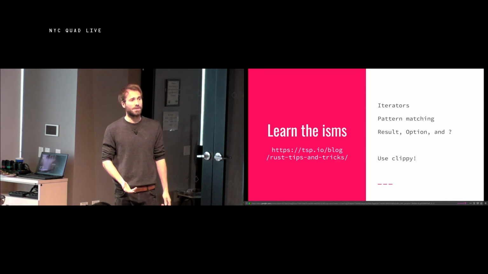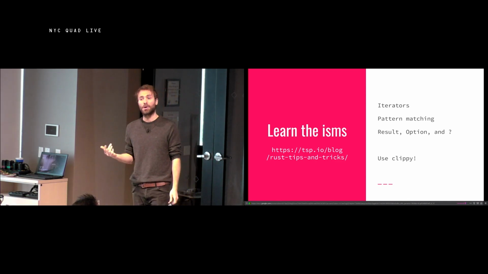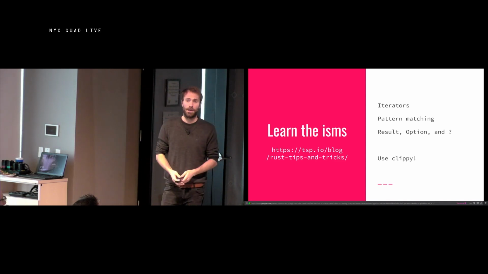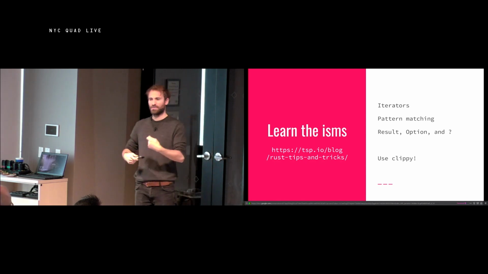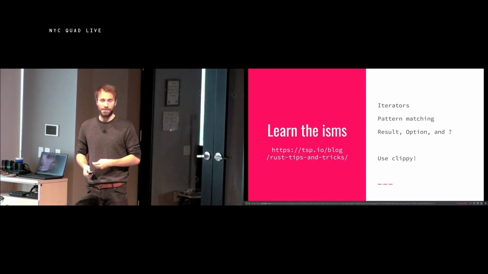Error propagation and null pointer propagation in Rust are really easy using the question mark operator, which you'll become intimately familiar with if you start writing Rust code. And they're just going to save you a lot of time to learn them. I wrote a blog post a while ago when I discovered many of these myself that you may find interesting if you start diving into Rust.